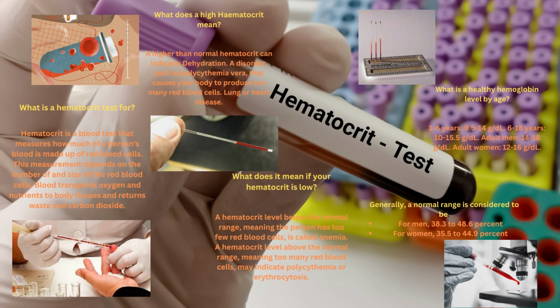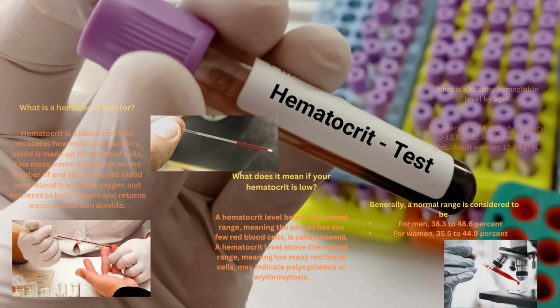What does it mean if your hematocrit is low? A hematocrit level below the normal range, meaning the person has too few red blood cells, is called anemia. A hematocrit level above the normal range, meaning too many red blood cells, may indicate polycythemia or erythrocytosis.